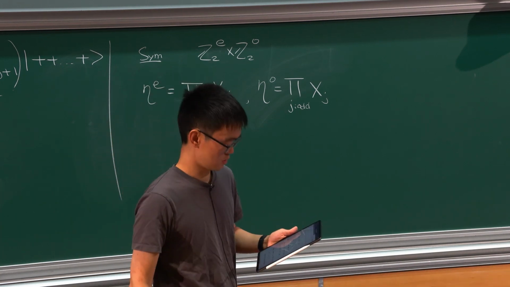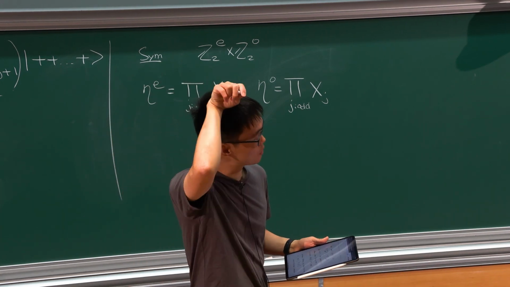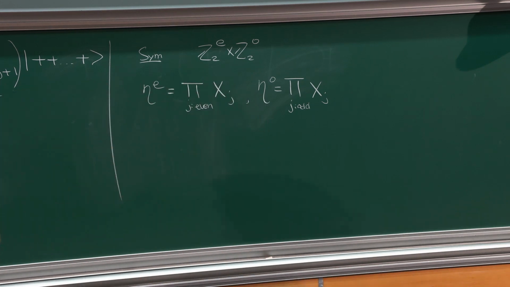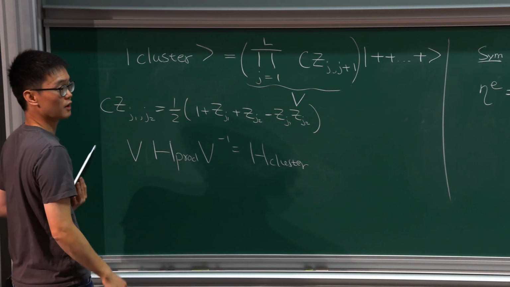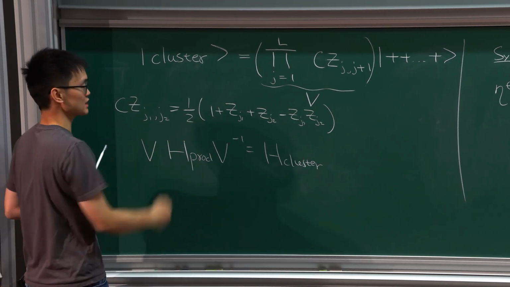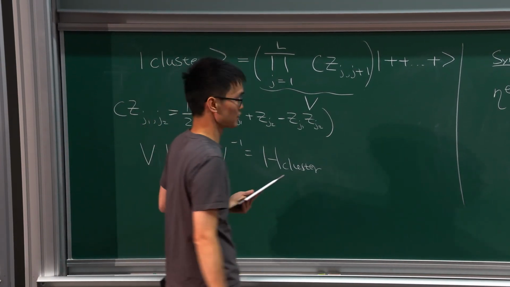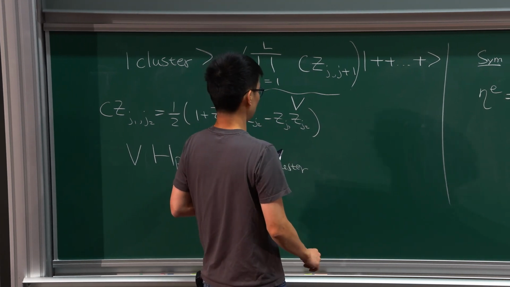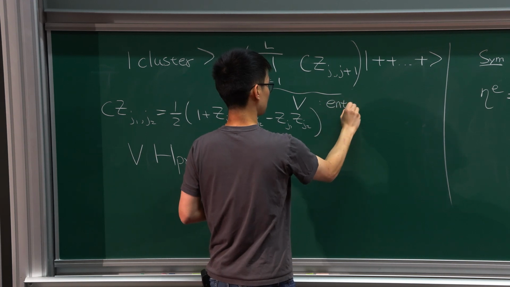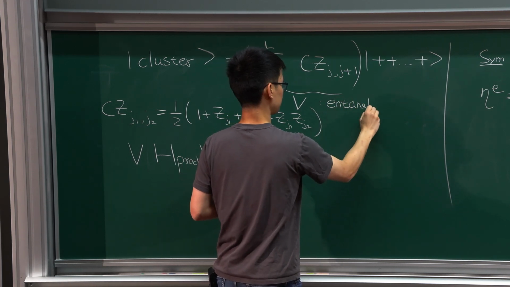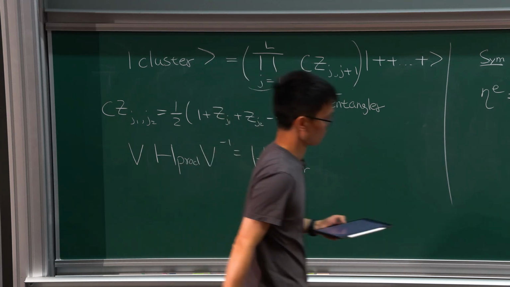Is it totally obvious that V is invertible? Oh, this CZ is invertible. It's a Z, it squares to 1. Oh, okay. Yeah, and it's made out of Z's. Yes. So it is invertible, yes. This V is usually called an entangler.